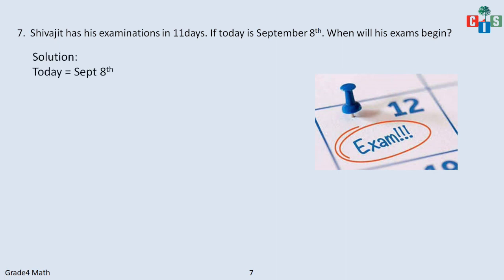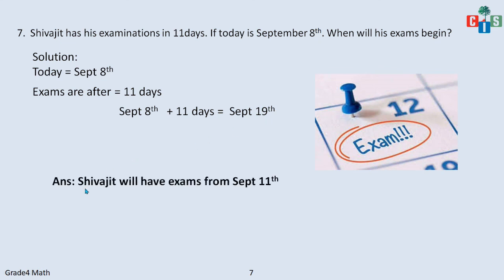Okay. So solution we have, today it is 8th September. Yes. And the exams will start after 11 days. Fine. So we will add on September 8 plus 11 days will give me September 19, because 11 plus 8 will be 19. Yes. So my final statement will be, Shivajit will have exams from September 19th. 19 here you will have.